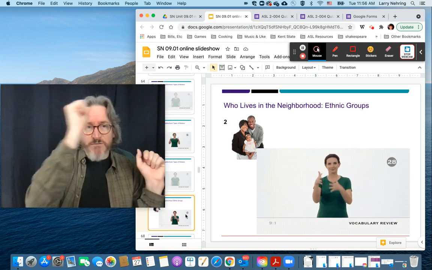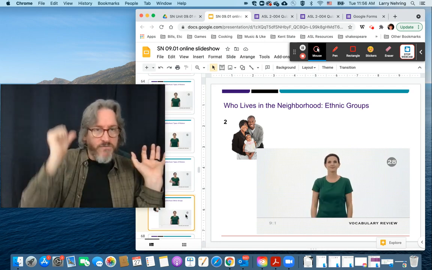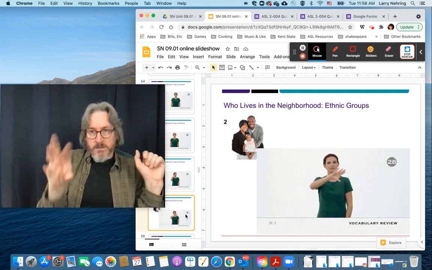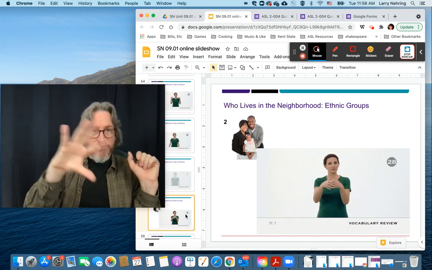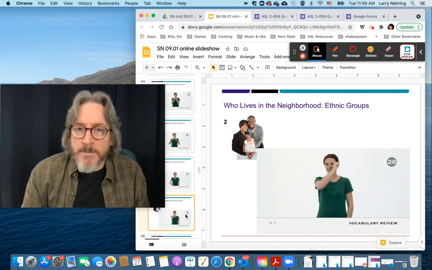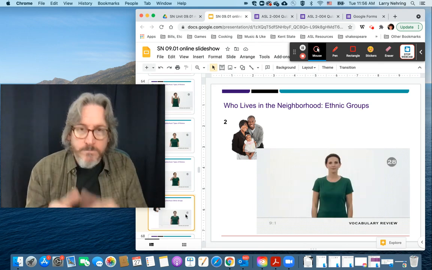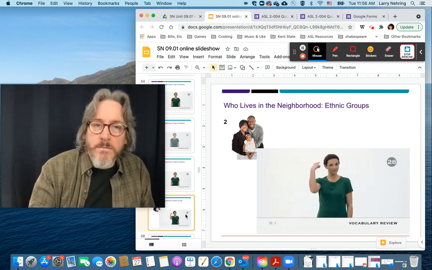So sometimes you'll see African, so it's A around the face, or like drawing the shape of the continent of Africa, and African American.